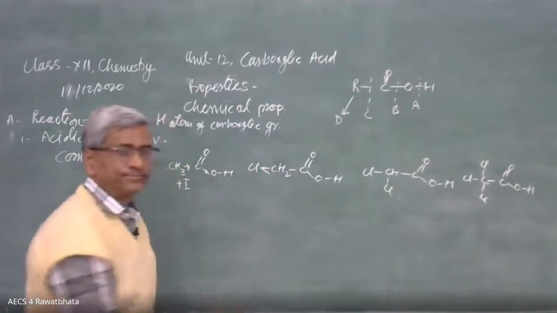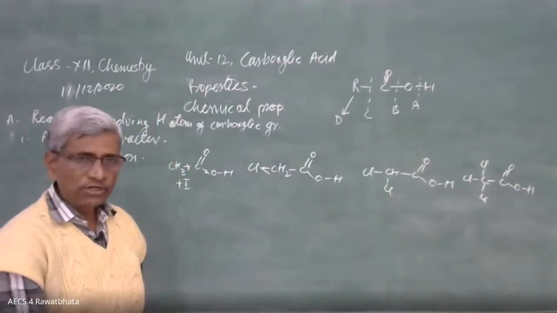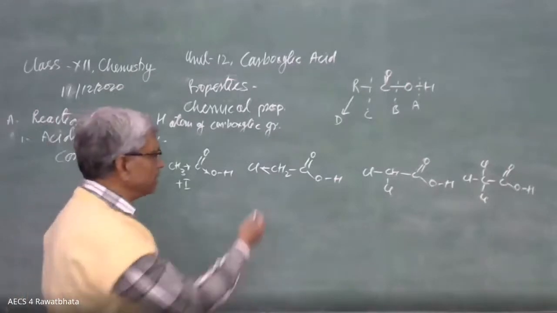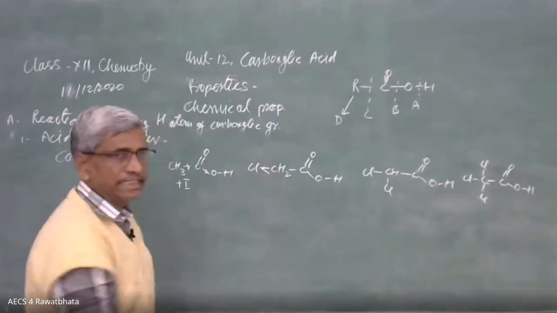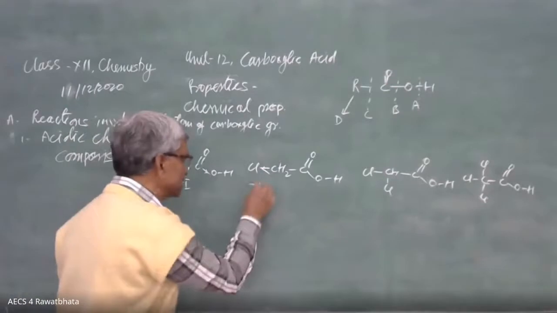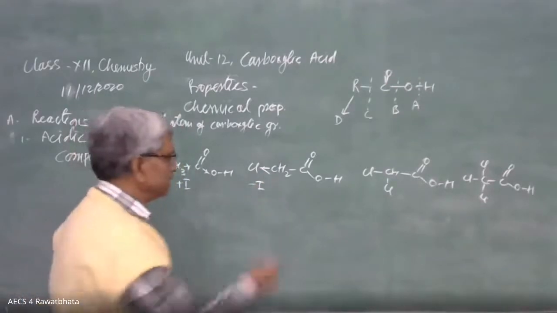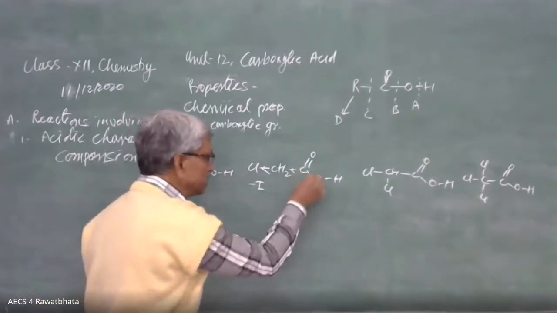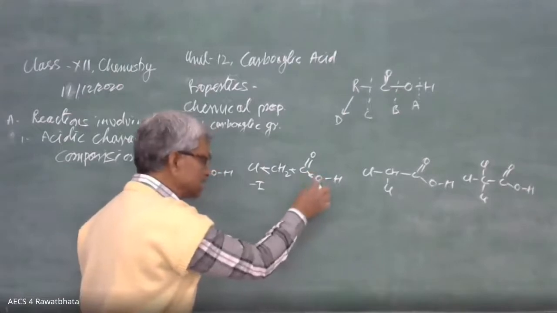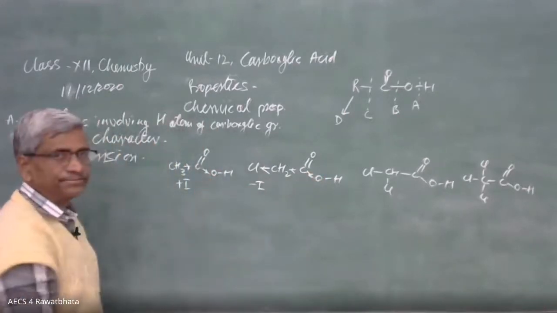Chloroacetic acid is electronegative. It withdraws electrons from the carbon, the shared pair of electrons transferred towards the Cl side. It exhibits a minus I effect. In this way, electron density over this oxygen is less as compared to the other oxygen.